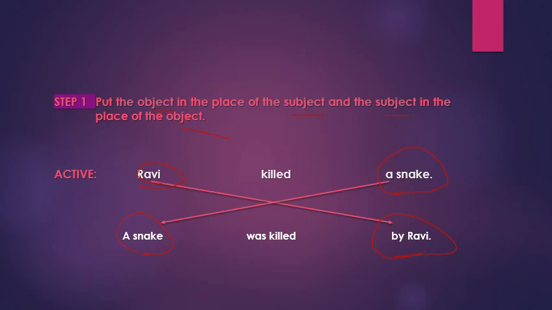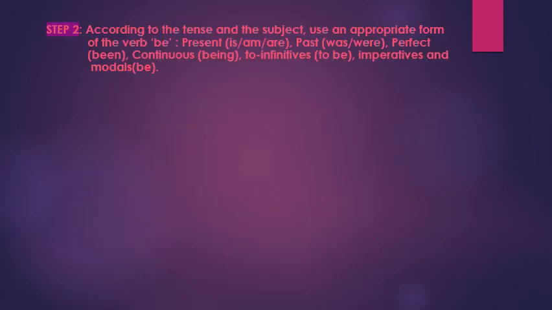We have interchanged them. So step 1 is done. Step 2 focuses on two things. First thing is, you can never change the tense of the sentence. If a sentence in its active voice is in present tense, in the passive voice also it will be in present tense. If it is in past tense, it will be in past tense. If it is in present perfect tense, it will be in present perfect tense only in passive voice. So you can never change that thing.